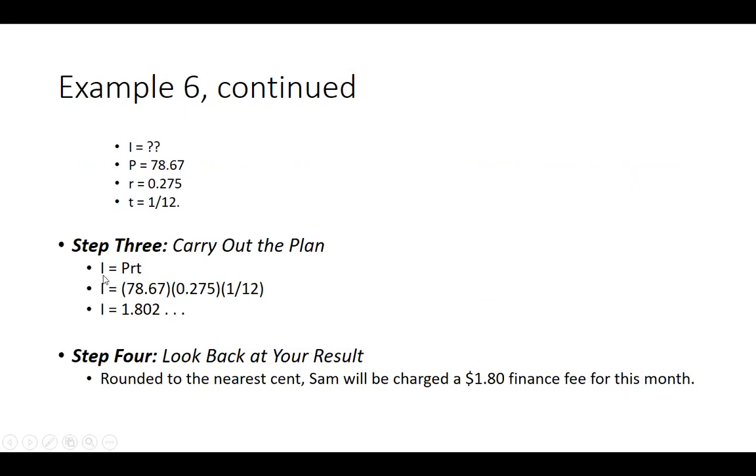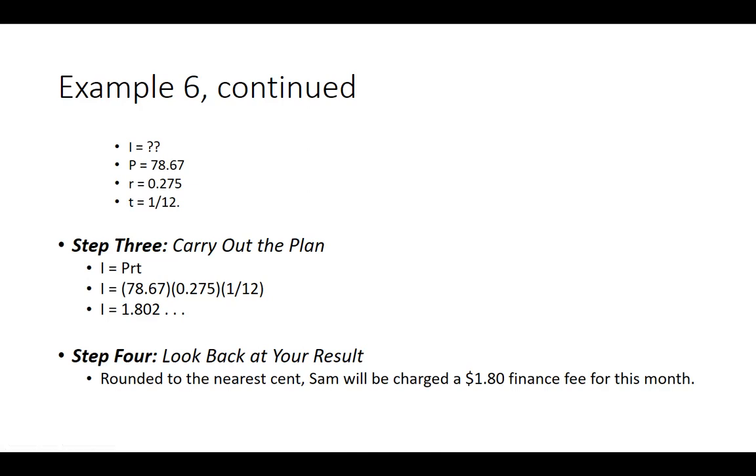Plugging these things into the simple interest formula, we don't know I. P is 78.67. R is 0.275. T is 1/12. So 78.67 times 0.275 times 1 divided by 12 gives us from the calculator 1.802 and then a bunch of other numbers.